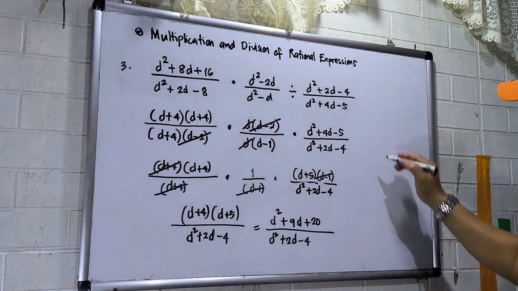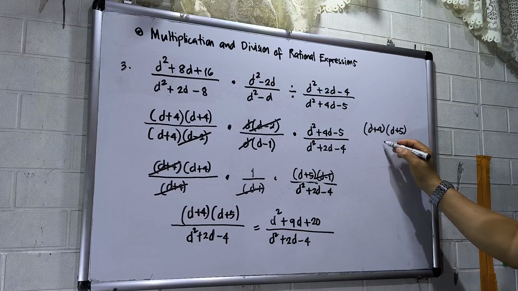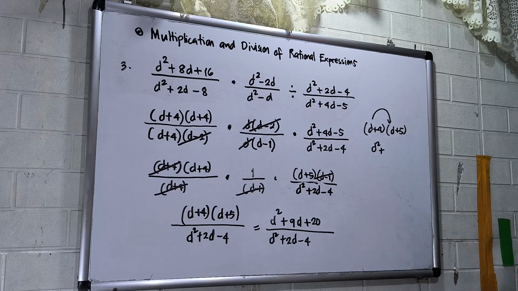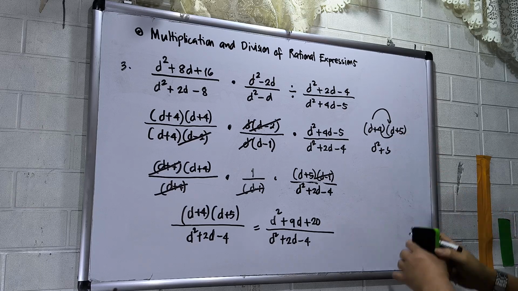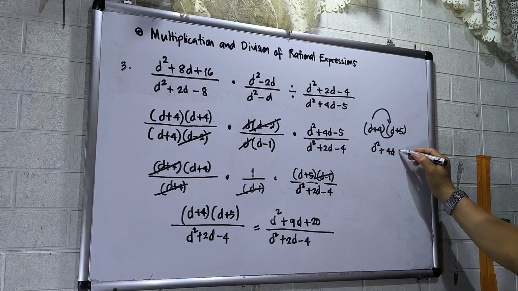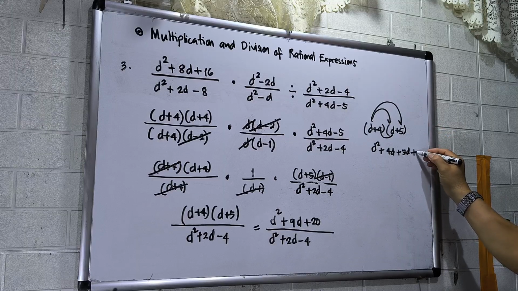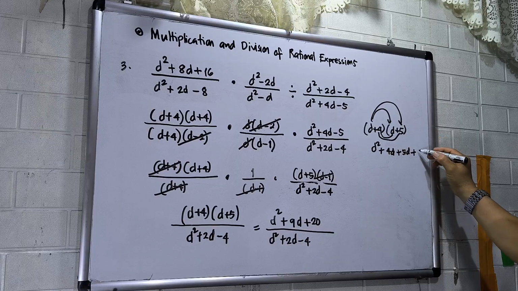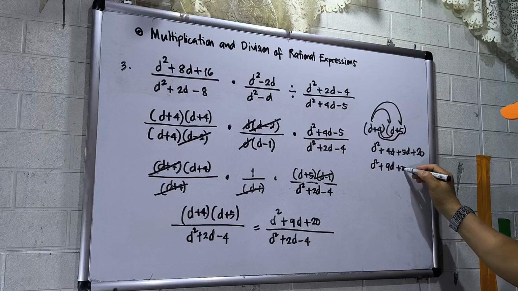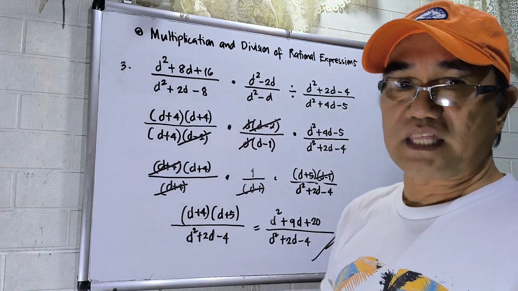So let us check. (d + 4)(d + 5). So this will be d squared. Then 4 times d is 4d, plus 5 times d is 5d, plus 4 times 5 is 20. So d squared plus 9d plus 20. Okay, correct. So this is now the final answer. That's all. Thanks for watching.